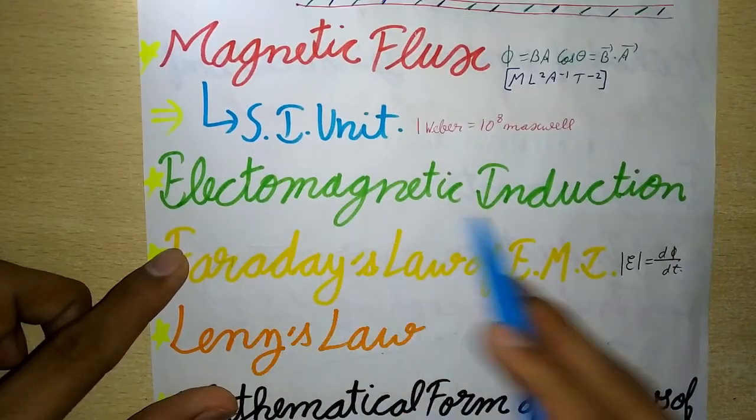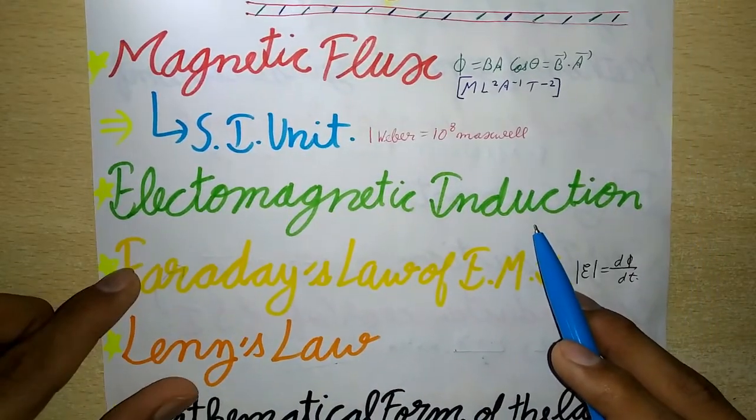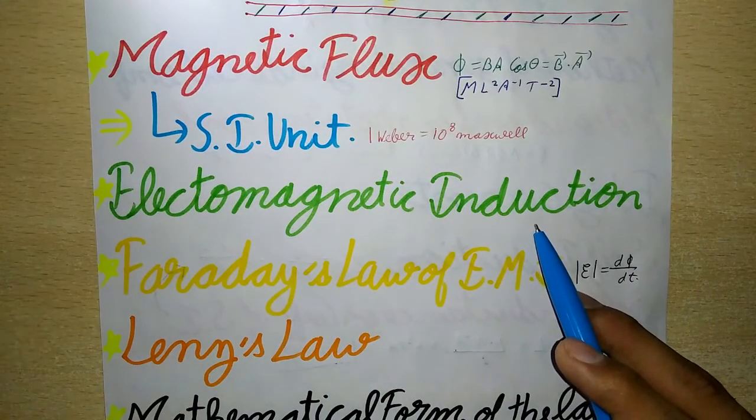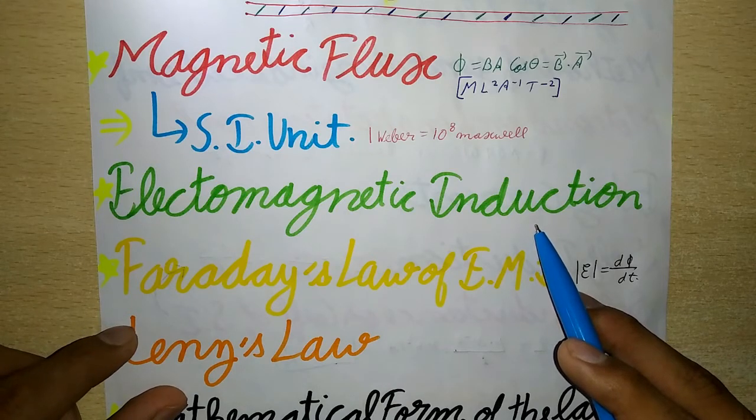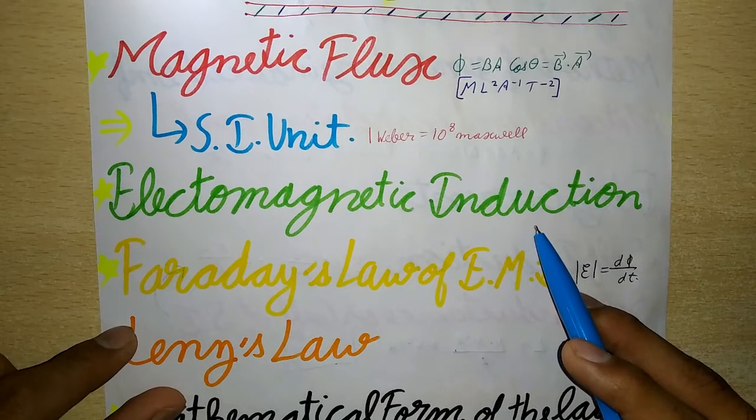Now next is electromagnetic induction. It is the phenomenon of production of induced EMF and hence induced current due to the change in the magnetic flux linked with a closed circuit. The term electromagnetic induction means inducing electricity by magnetism.